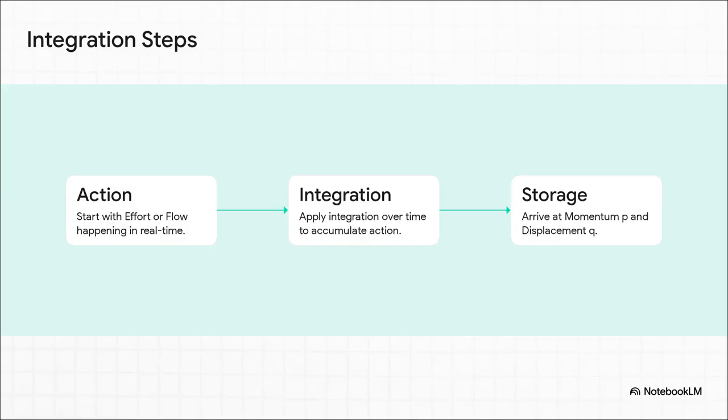This brilliantly illustrates the mathematical relationship between power variables and a system's true state. Let's look at the logical flow here. We start in step 1 with action, so that's either effort or flow happening in real time. But the big question is, how do we get from raw power acting in the moment to the energy parked securely in our storage lockers? Well, the answer is step 2, apply integration over time. When we apply that integral, mathematically speaking, we're accumulating that action over a period of time. Integration acts as this vital bridge connecting power to storage. And naturally, that leads us to step 3, where we finally arrive at our defining storage variables, momentum P and displacement Q.